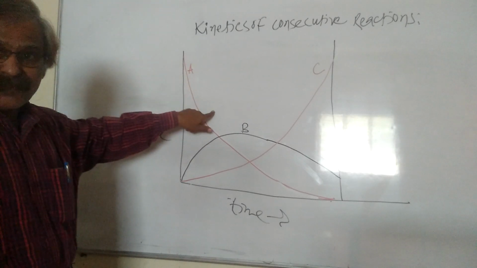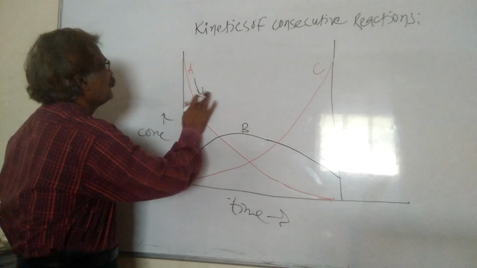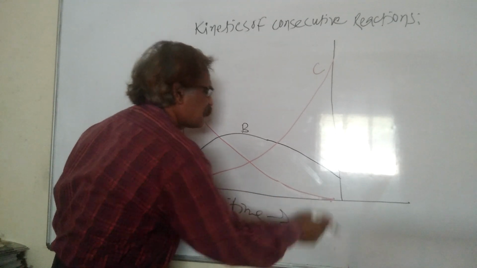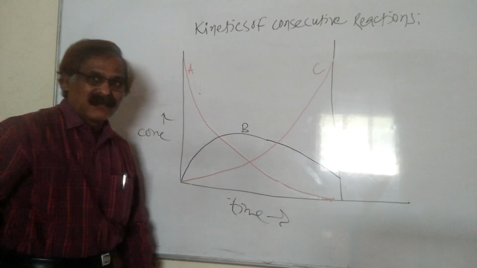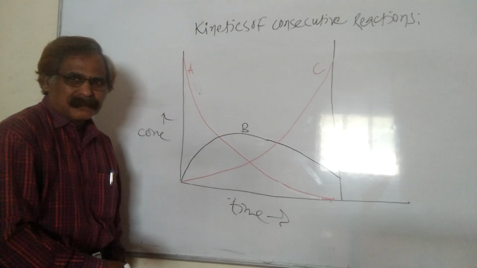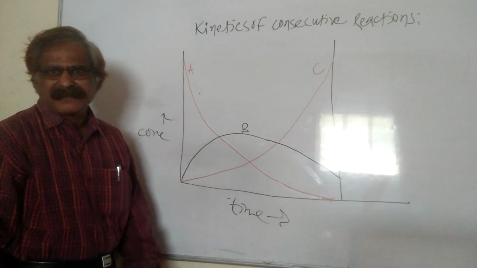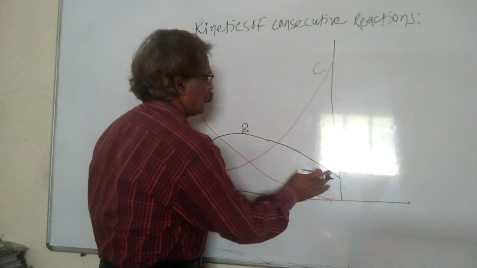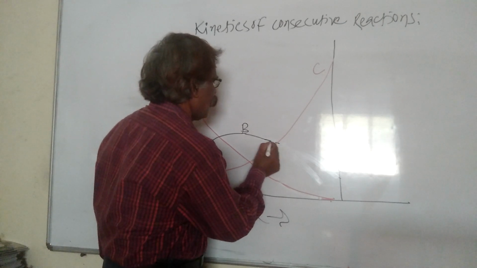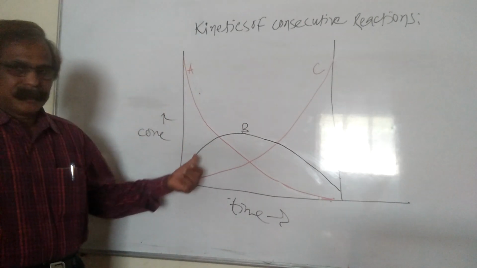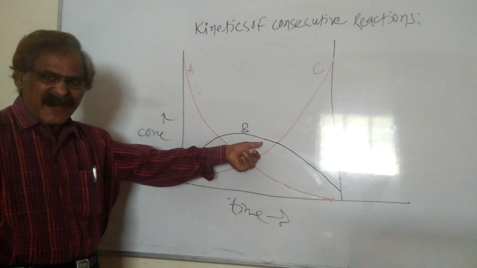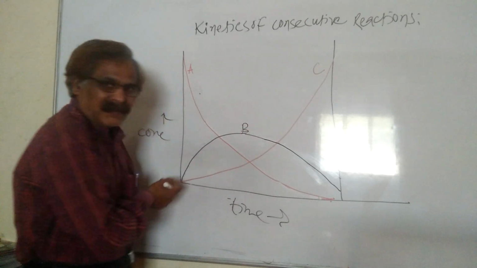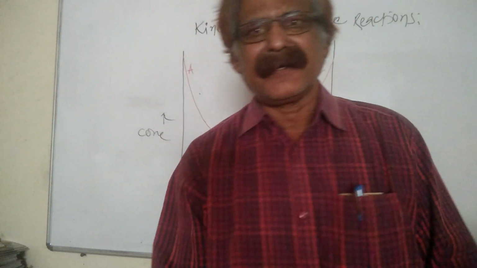When we look at the curve for A, we will see that the concentration of A, reactant A, continuously decreases. When we look at the curve for B, we will see that the concentration of B increases up to a certain extent, reaches a maximum and again decreases. So in this way we have seen the concentration of B increases initially, reaches a maximum and again falls continuously. When we look at the curve for C, we will see that the concentration of C increases continuously.